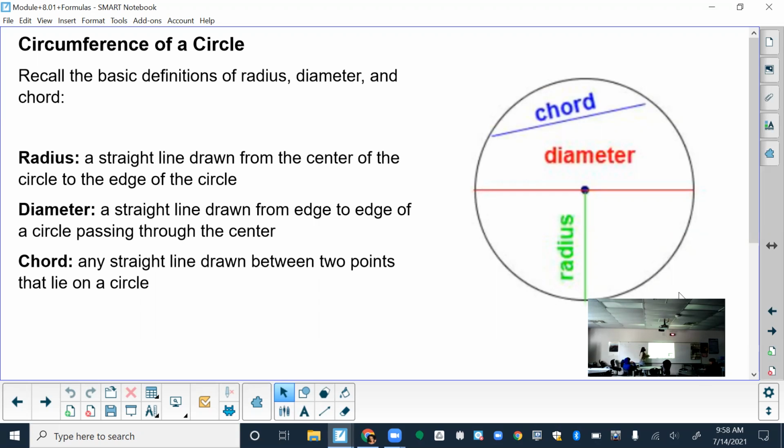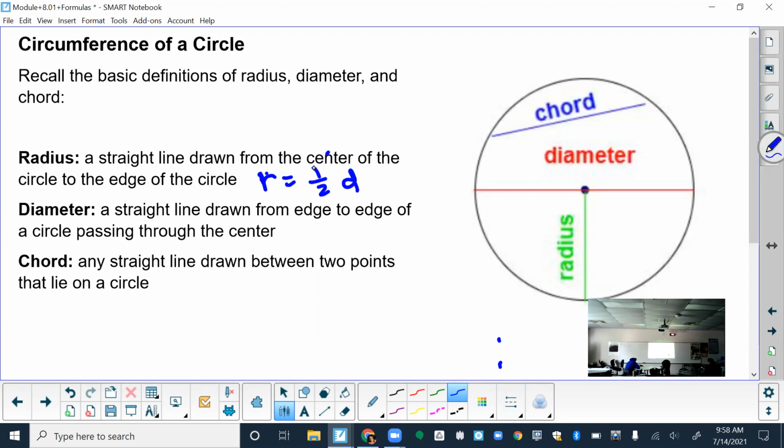But we have radius, which is half of your diameter. All right, diameter is what goes all the way across. So radius would only go halfway. All right, so I would probably write that on the slide somewhere. That radius is equal to half of your diameter. Okay, radius equals half of the diameter, or the diameter divided by 2.